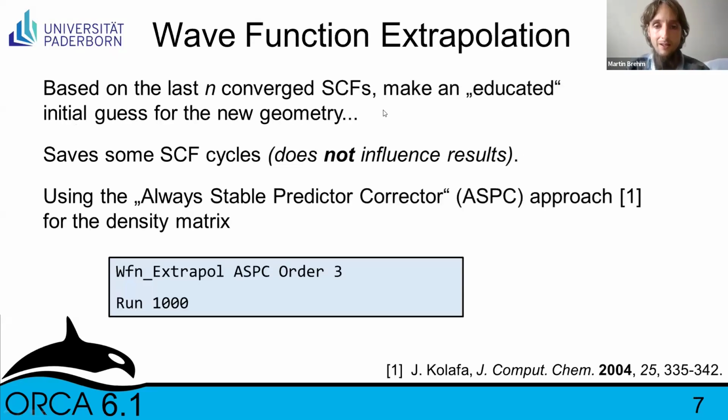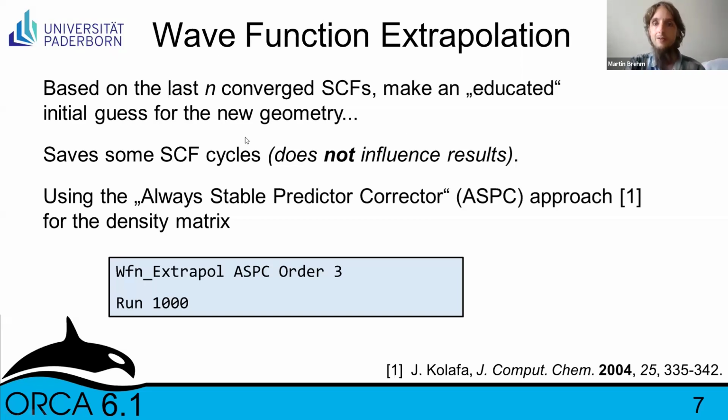The next thing which we newly implemented here is the so-called wave function extrapolation. As you probably know, in a molecular dynamics simulation, you're doing a lot of steps and there is only very little change between these steps. All the atoms are moving only a tiny bit. And as you can imagine, also the wave function will be almost the same because the displacement is so small. So it would be a good idea to somehow extrapolate from the last n converged wave functions to make a better initial guess for the next step. And this is indeed possible.